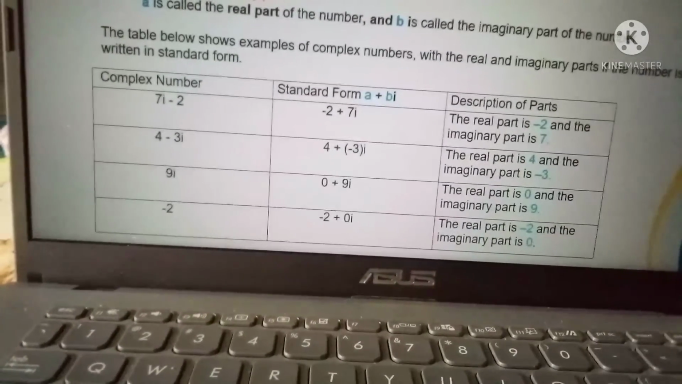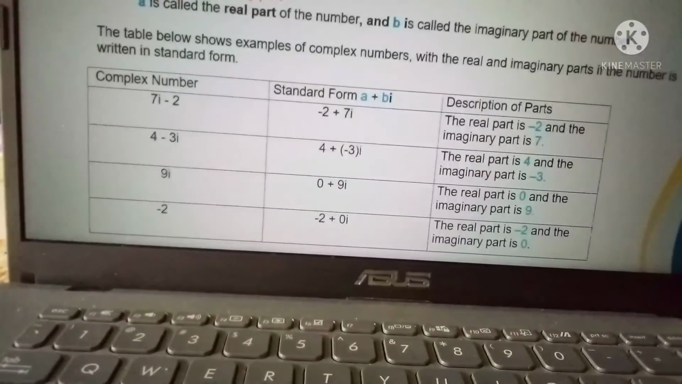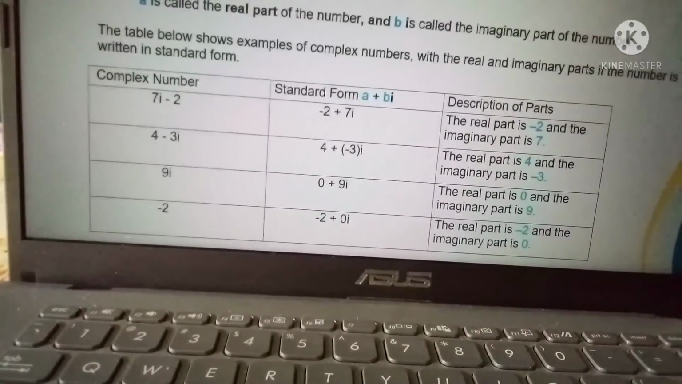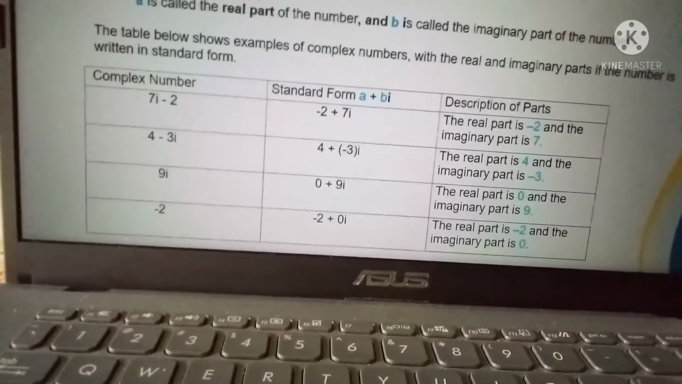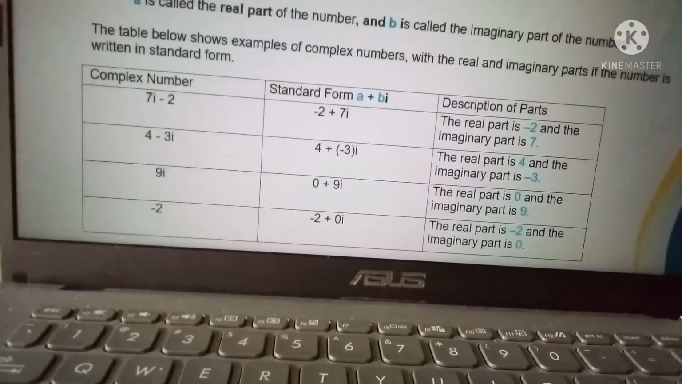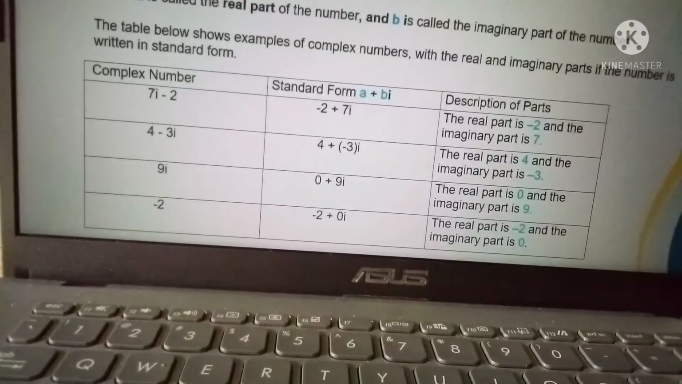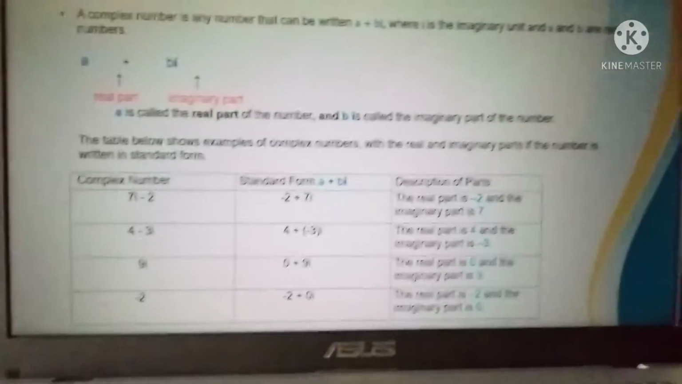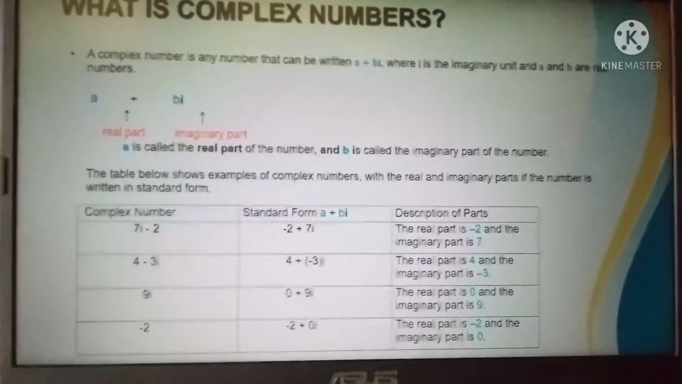So, ayan. Pansinin nyo na lang po yung iba ko pang binigay na example. So, yan po. Siguro naman po naintindihan nyo na kung ano ang ibig sabihin ng complex number at kung ano po yung real part at saka yung imaginary part. So, sa complex number po, meron po tayong iba't ibang properties. Katulad po ng real number, meron din pong properties si complex number.